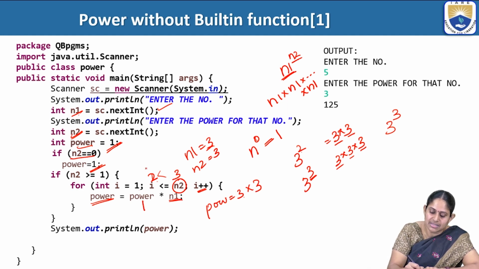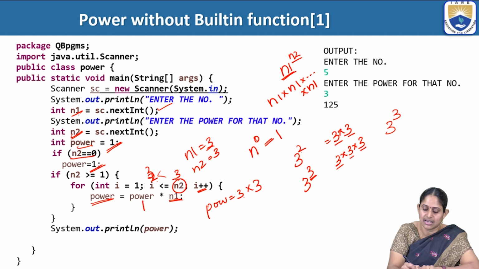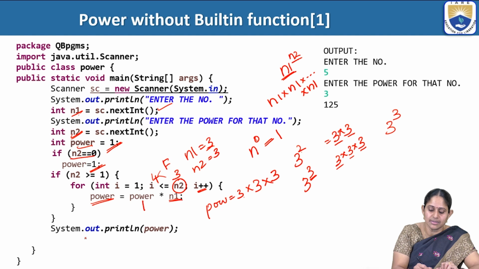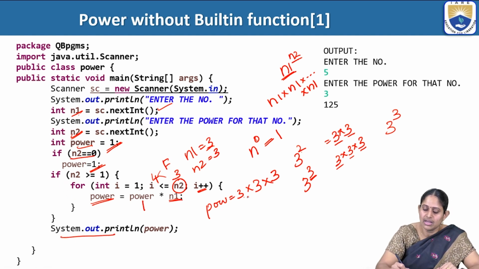Next again i plus plus, that means 3, and 3 is less than or equal to 3. So this condition is true. Again it will come inside. So it will be power into n1, so that will be again 3 into 3. Next again i plus plus. Now the value will be 4. When i is 4, 4 is less than or equal to 3 is false. So it will come out. This for loop will be exited, and it will come outside of the if also, and it will display the power. So the power will be 3 into 3 into 3, which is 27.